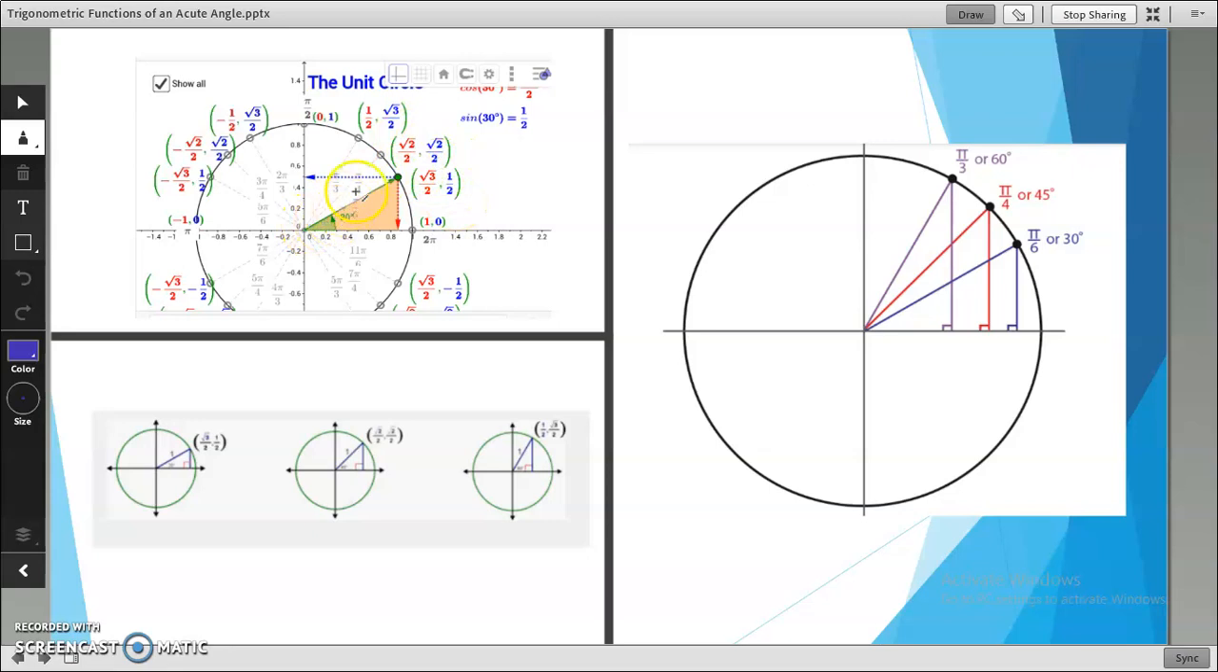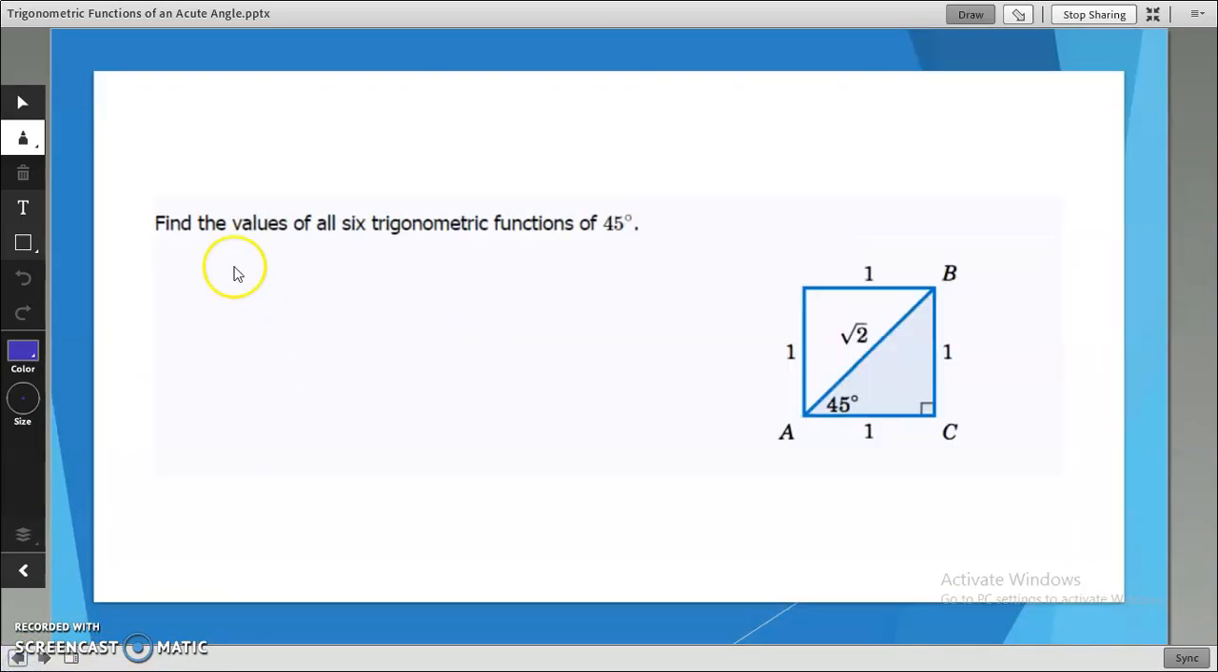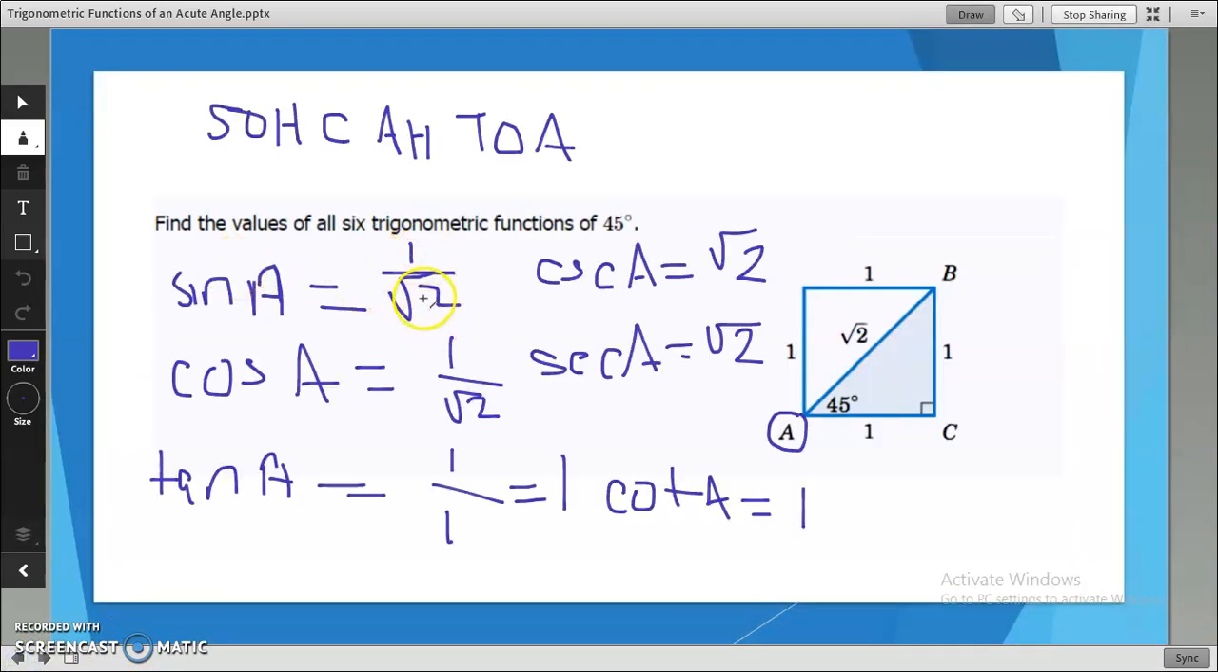And then I have 45. This is our 45 degree here. So if I drew my triangle from here to here and came down, the cosine would be root 2 over 2. And we can go back to that. So we have 1 over root 2.